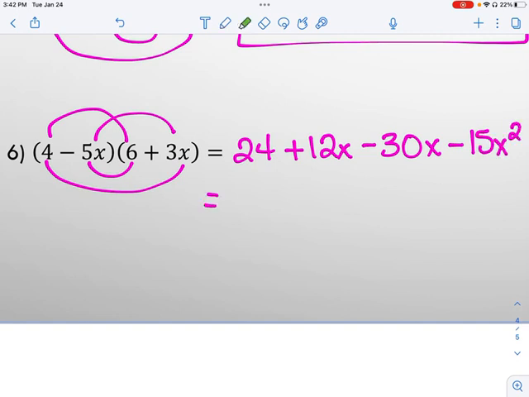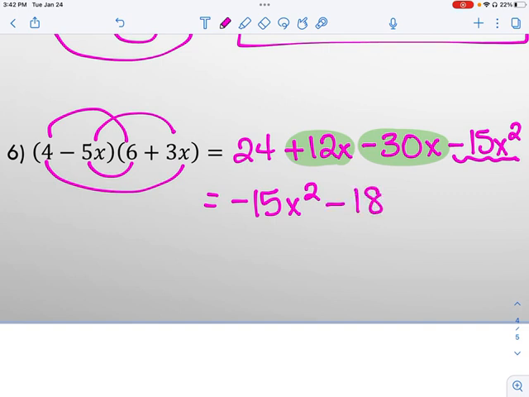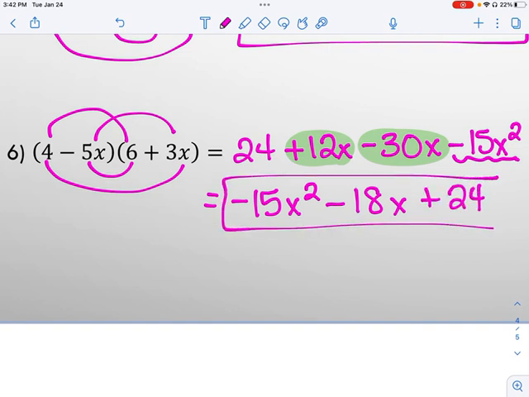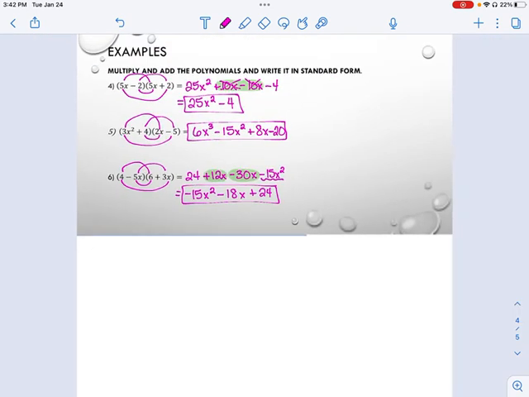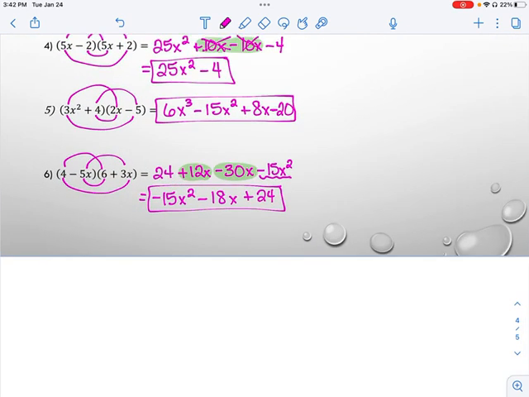At that, we look, can we combine anything? And we can. And I'm also going to write in standard. So this is my first one. That's my highest degree. So negative 15x squared. I take my positive 12x, add it to a negative 30. That's going to get me a negative 18x. And then I put on the 24. And that is FOIL. Like I said, FOIL is just simply the distributive property. It's just a cute little mnemonic to kind of help you work through how do you multiply binomials times binomials.